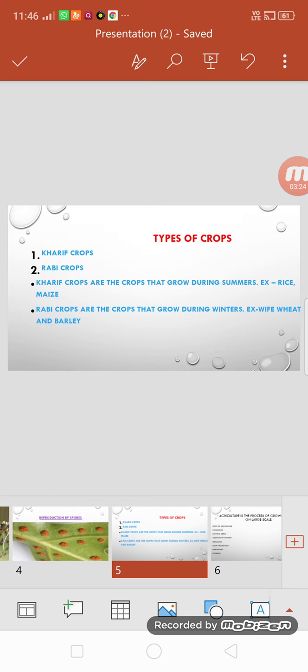Now next topic we are going to talk about is the types of crops, right? Now crop means when the similar kind of plants are grown on a large scale, right? If you will plant one plant in your garden, we cannot say it is a crop. If thousands of plants are planted, then it is called a crop.